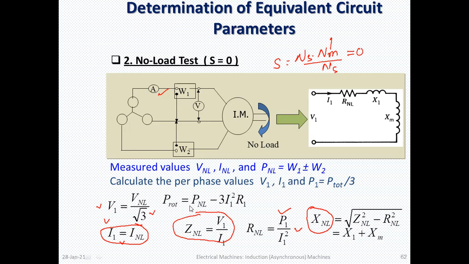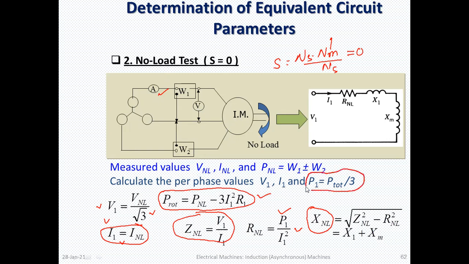We can find the rotational loss using this relation. Because we are not taking any output, whatever input we give here is going to be lost. That is why it is called rotational loss, and it is given by PNL, the no load power measured by the wattmeter, minus 3 I1 square R1, where R1 is the resistance of each phase. The current is known from the ammeter reading. This loss is called rotational loss. And here P1 is P total by 3.